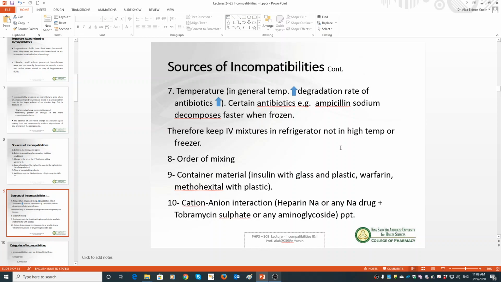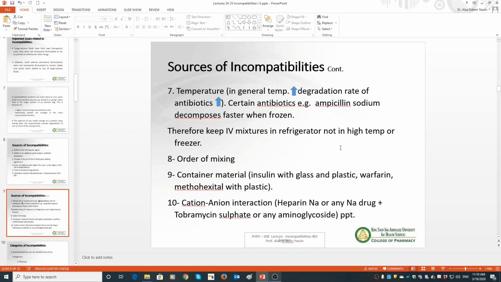So freezing is harsh; lowering the temperature to a certain extent below zero might be a problem for some drugs and also cause degradation. So the common practice in IV admixture is that storage should be in the refrigerator, not in the freezer and not at room temperature, to minimize the chance of interaction. This is very common.